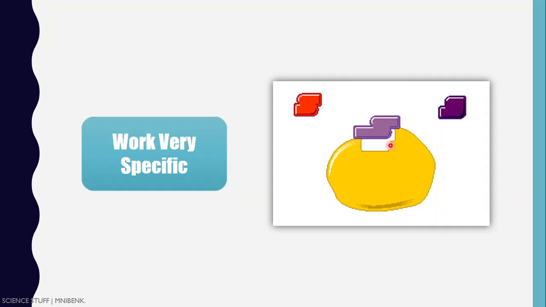That means different reactants also need a specific enzyme. For example, reactant A needs enzyme A to be able to react with each other. However, if reactant B is given to enzyme A, nothing will happen. No reaction will happen because they're different and the enzyme works very specifically. In this case, it needs reactant A.